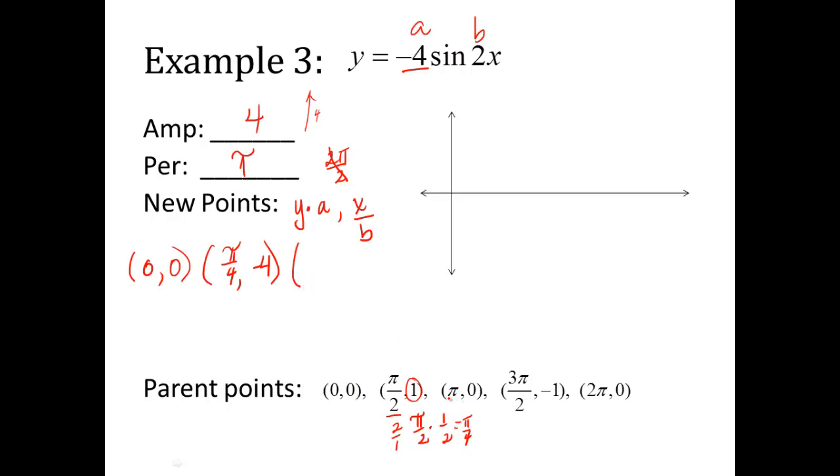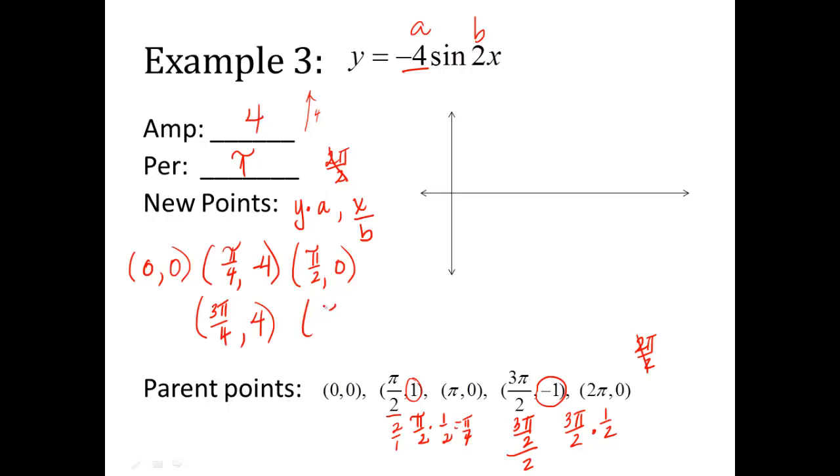Next point. X value gets divided by b, which is 2. So that makes that pi over 2. 0 times negative 4 is still 0. Next point. All right. 3 pi over 2 divided by 2. Keep it, change it, flip it. What's that going to be? 3/4 of pi. Y value is negative 1 multiplied by negative 4, and I get a positive 4. Last point, 2 pi divided by 2 makes it just pi. And then 0 times negative 4 is still 0.